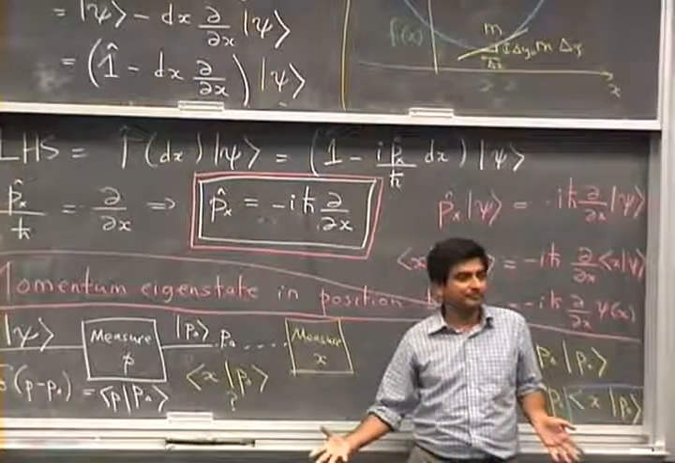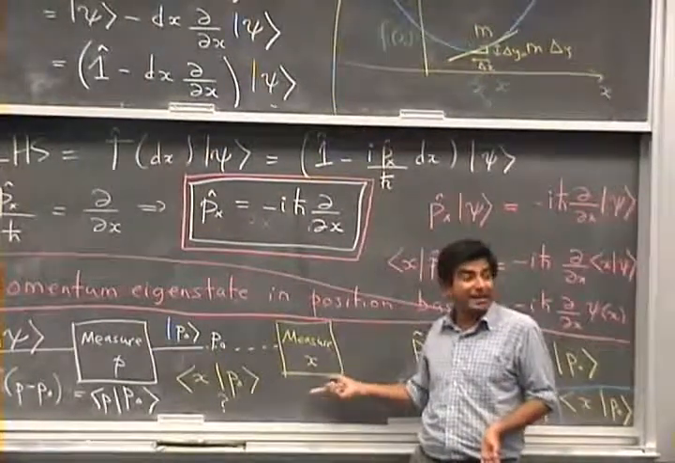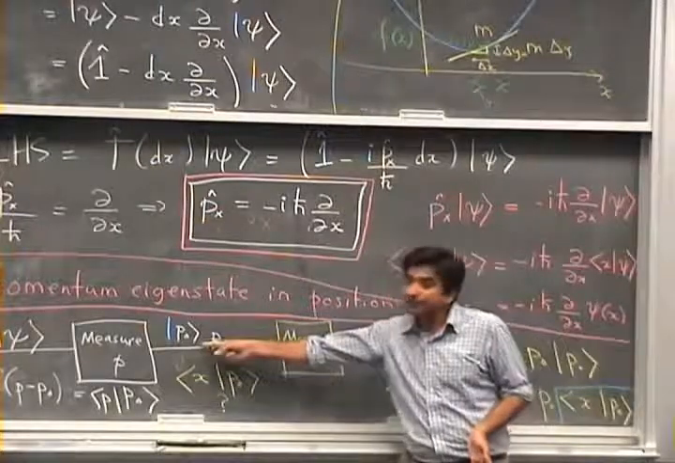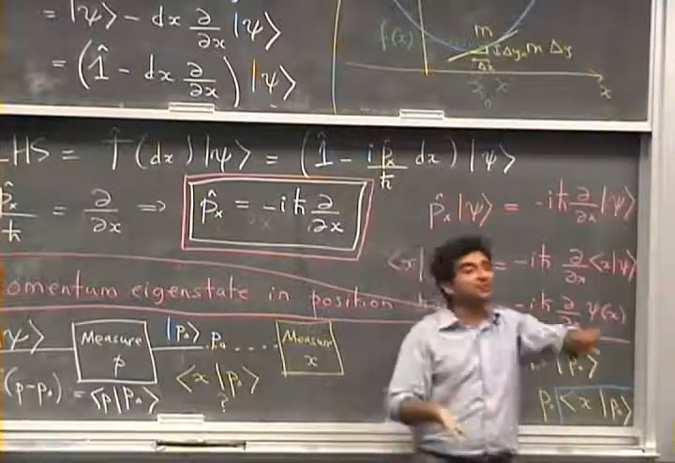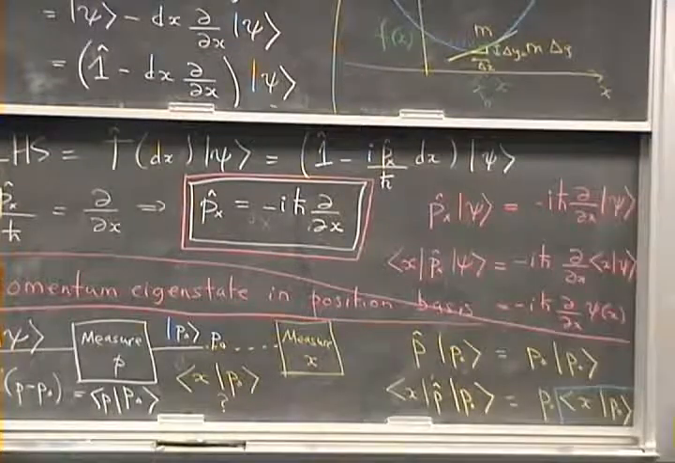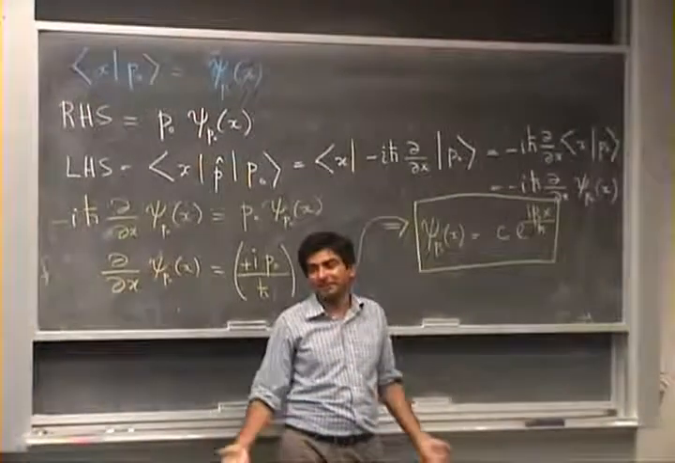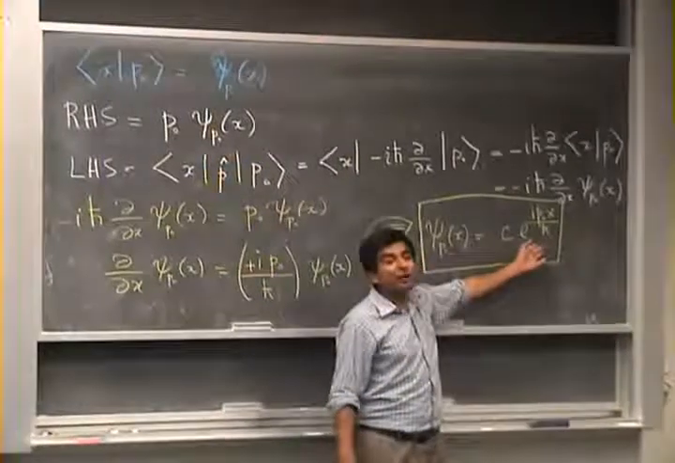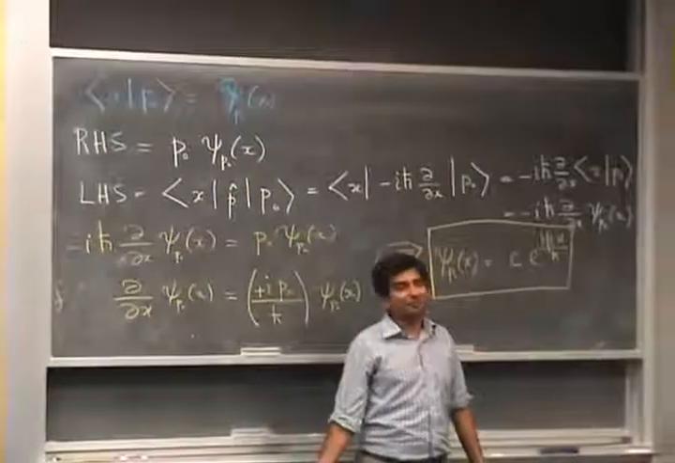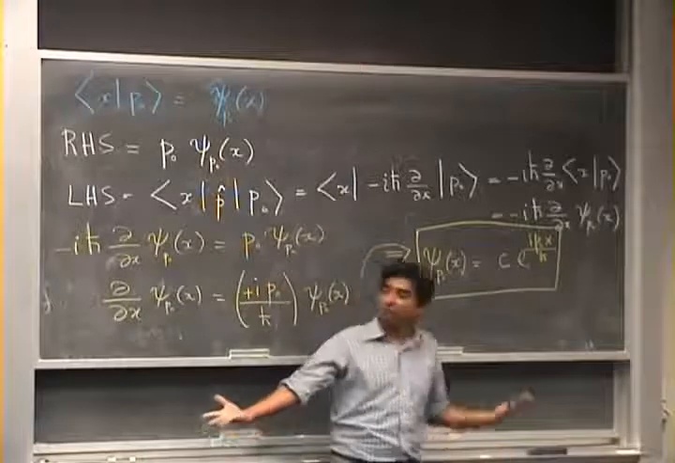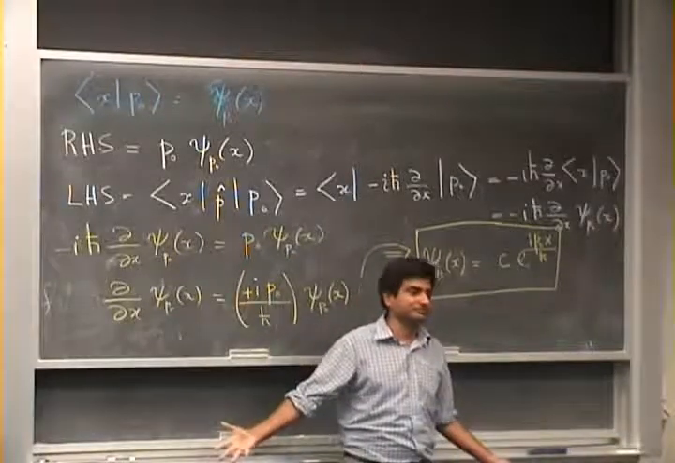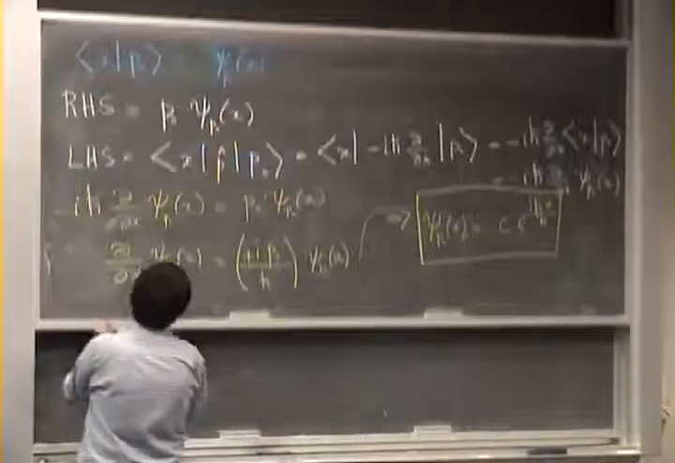But now what we would like to do is measure x. So when we represent this state that we made in the position basis, this is the result that we get, where C is some constant that we will find. However, let's try to draw this wave function. Now, it's a complex wave function, so we can only draw its real part or its imaginary part or both of them. So let's draw its real part.